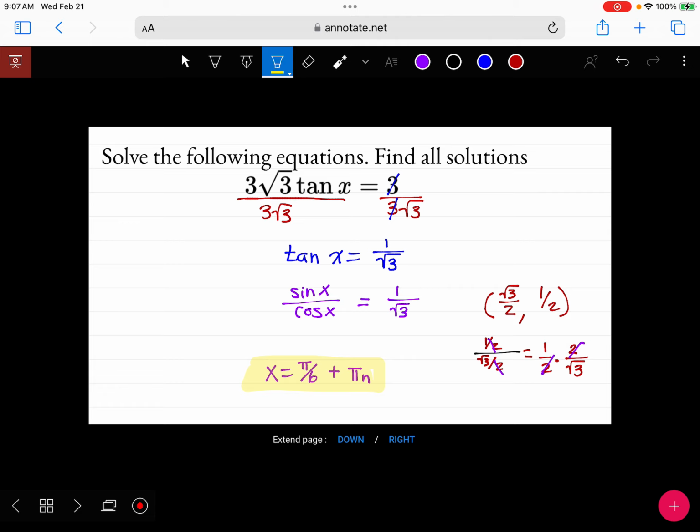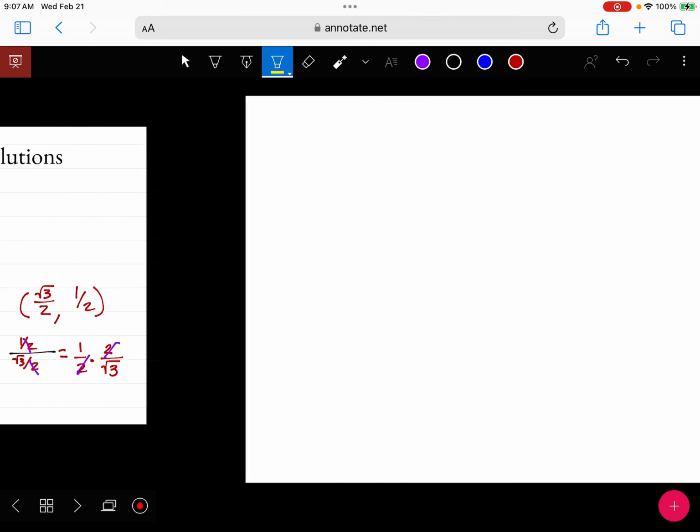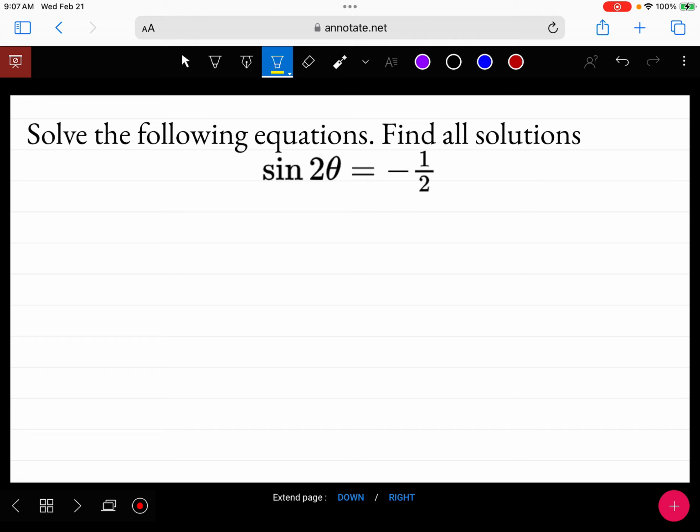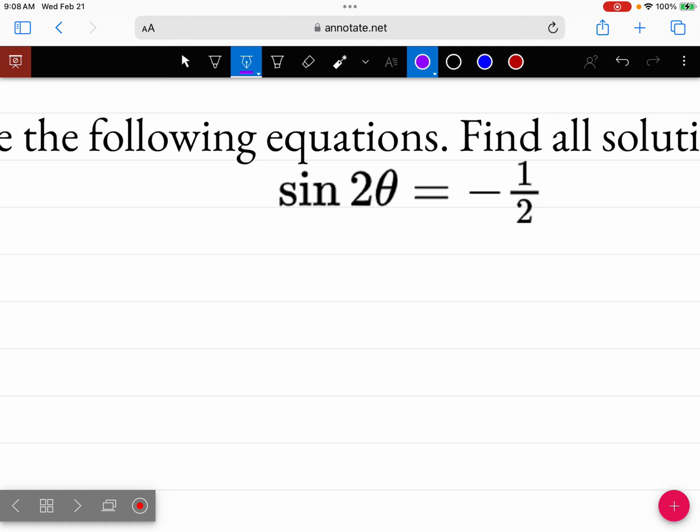Sometimes they're going to throw some weird ones at us. This was not an example of that. They're going to throw some weird ones at us like this. So right now we have sine of 2 theta, which is weird. I don't like the 2 theta. So I'm going to do a substitution just to make my life easier, because I would rather deal with x. So I'm going to set x equal to 2 theta. You could do a u, you could do an alpha, you can substitute with whatever you want.